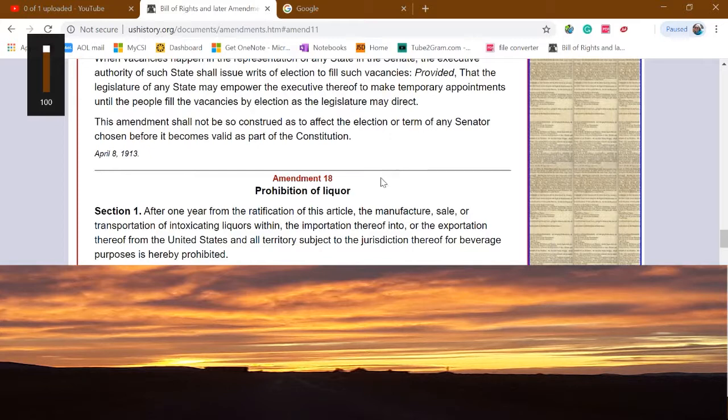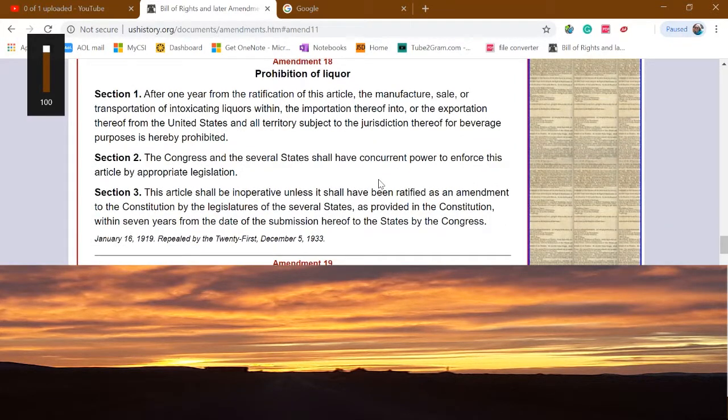April 8th, 1913. Amendment 18. The Prohibition of Liquor. Section 1. After one year from the ratification of this article, the manufacture, sale, or transportation of intoxicating liquors within, the importation thereof into, or the exportation thereof from the United States and all territories subject to the jurisdiction thereof for beverage purposes is hereby prohibited. Section 2. The Congress and the several states shall have concurrent power to enforce this article by appropriate legislation. Section 3. This article shall be inoperative unless it shall have been ratified as an amendment to the Constitution by the legislatures of the several states, as provided in the Constitution, within seven years from the date of the submission hereof to the states by the Congress.